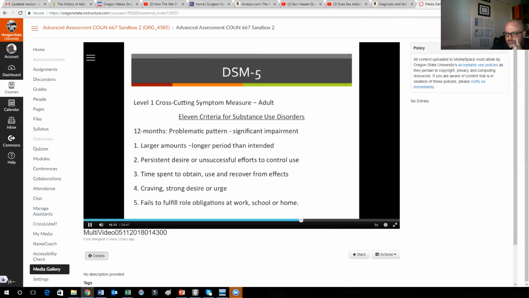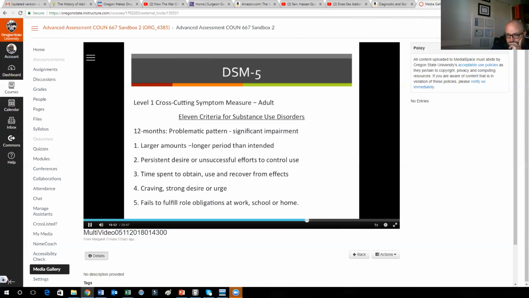There are 11 criteria for substance use disorders, and you would be assessing in the prior 12 months, looking for a problematic pattern and significant impairment. So beginning with the client ingesting larger amounts during a longer period than intended. The second criteria is persistent desire or unsuccessful efforts to control use. The third is time spent to obtain, use, and recover from the effects of the substance.